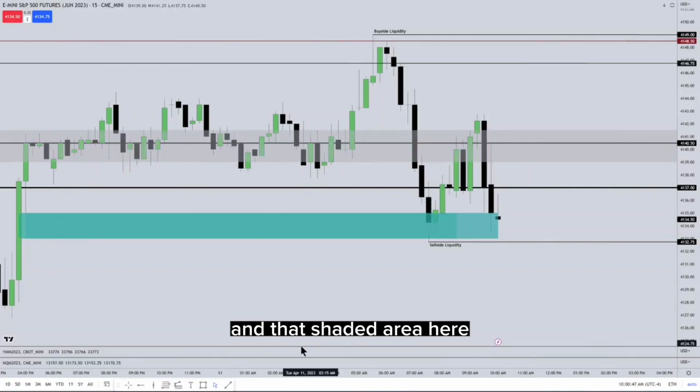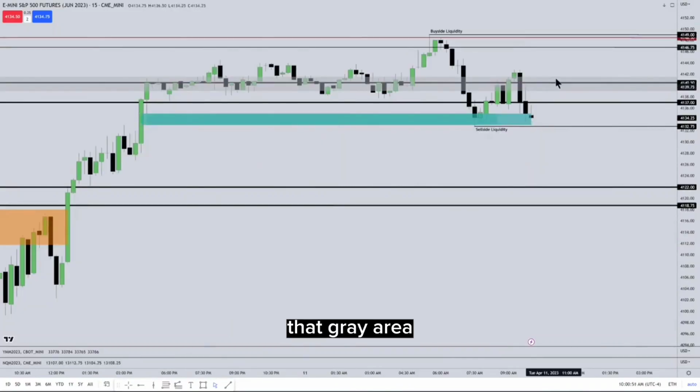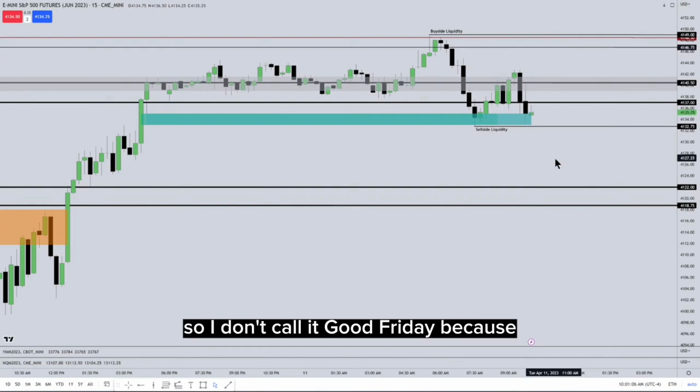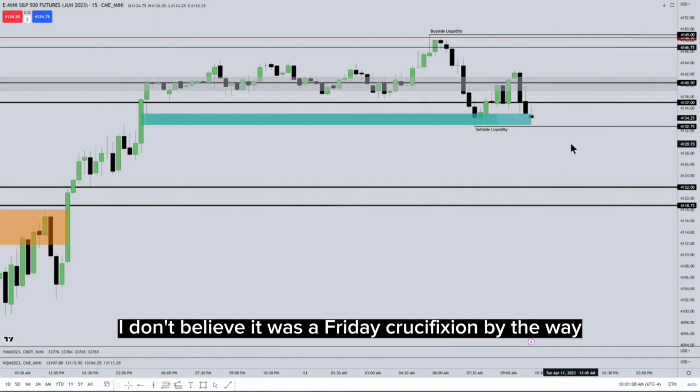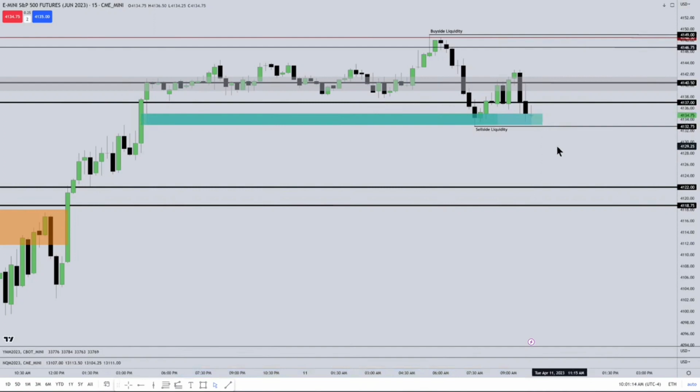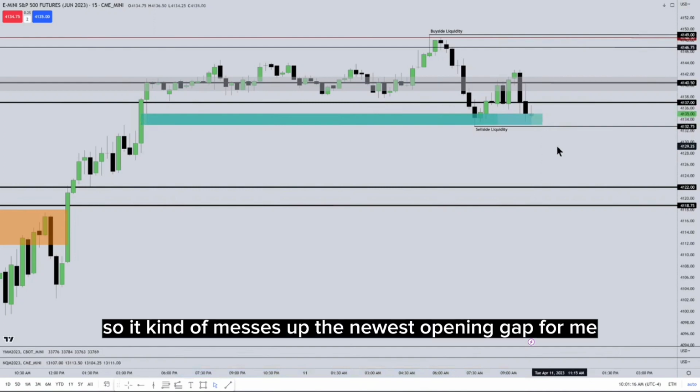And that shaded gray area here is what would be referred to as the current new week opening gap. And we had a shortened trading hour schedule last Friday. So I don't call it Good Friday because I don't believe it was a Friday crucifixion, by the way. But the holiday schedule caused them to shorten trading hours, so it kind of messes up the new week opening gap for me.